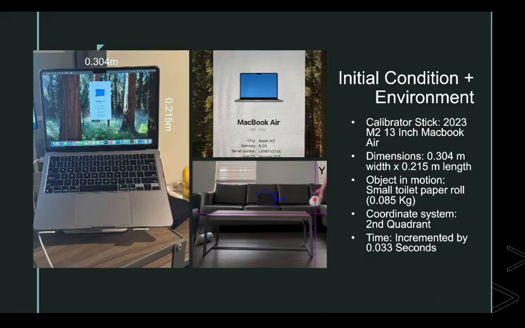To go over my initial conditions, my calibrated stick will be my M2 13-inch MacBook. The dimensions are 0.304 meters width and 0.215 meters length. The object in motion will be a toilet paper with 0.085 kilograms of mass, and it will be mainly measured in the second quadrant of the coordinate system, and my delta t will be 0.033 seconds.